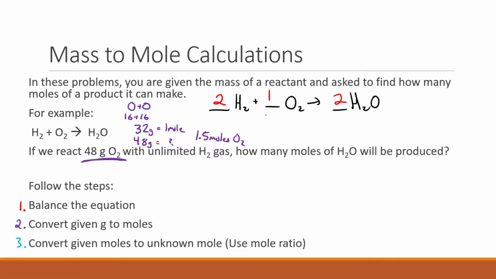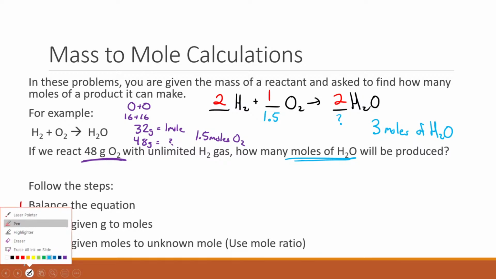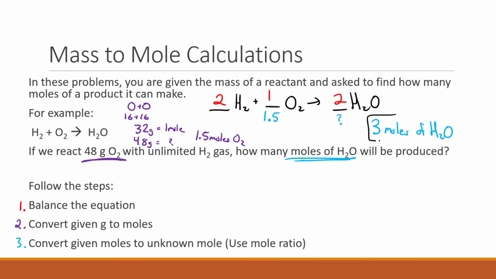Moles. Now I have a value that I can stick into my denominator, and I'm looking for moles of water. 1 over 1.5 equals 2 over x. 1 over 1.5 equals 2 over 3 moles of water. And that will be my answer here.